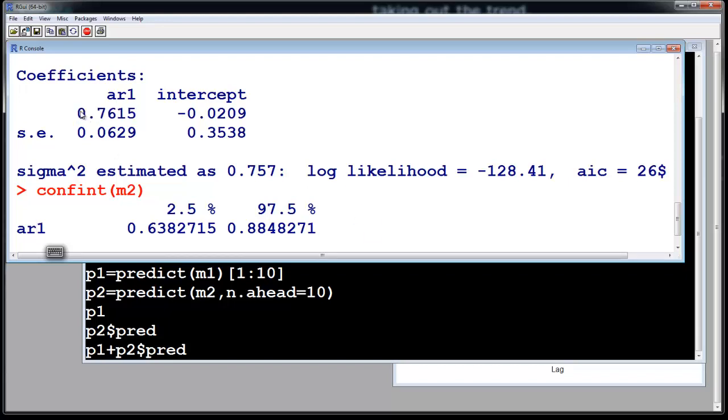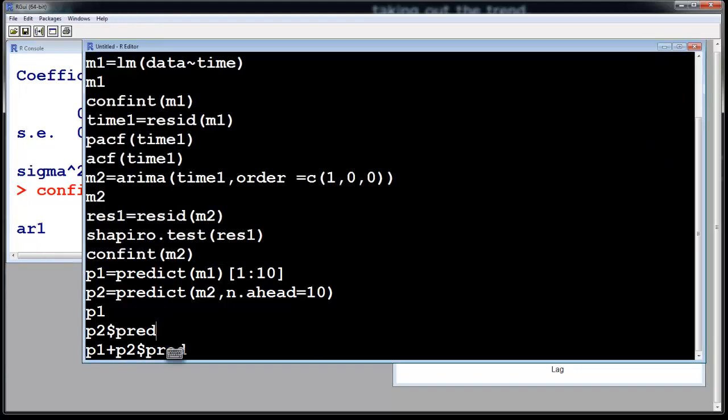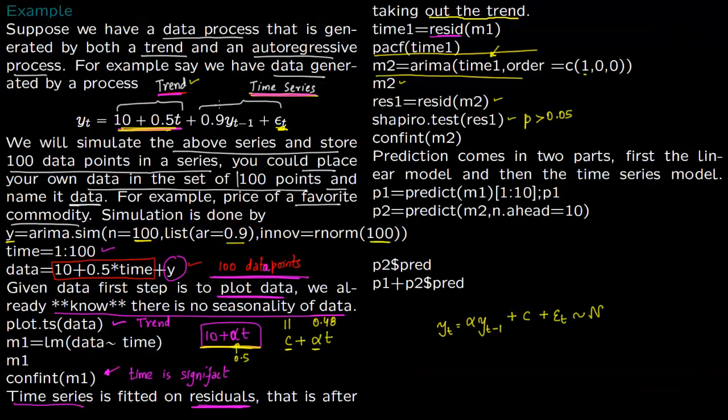Now notice that this 0.76 is not actually 0.9, and in fact 0.9 does not even lie in this interval, and that is interesting to see because when we started the data process we did put in 0.9. So let us summarize what we have. We have found that this alpha is something like 0.74 and this constant is 0, and that is the story. That is what we have found out.